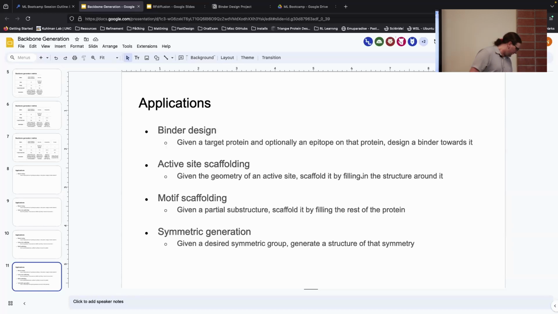Now this should be the end of it. Okay, cool. Let's talk about RF diffusion.